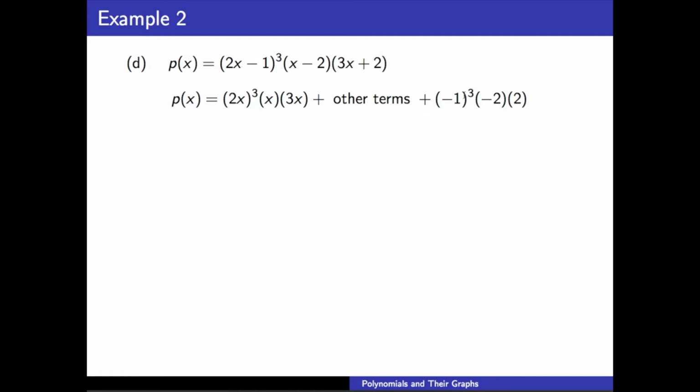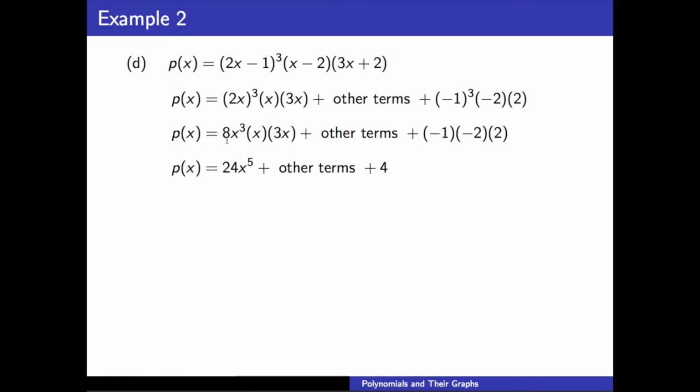So if we actually did want to take the time to multiply this all out, to figure out what the expanded form of it is, this would be our first leading term result, and this would be our constant term result. So for 2x cubed, where 2x is in parentheses, that's 8x cubed. 2x times 2x times 2x is 8x cubed, times x times 3x. And then -1 cubed is -1, and we would end up multiplying -2 and 2 by it as well. Again, we've got all these other terms in the middle that aren't going to matter.